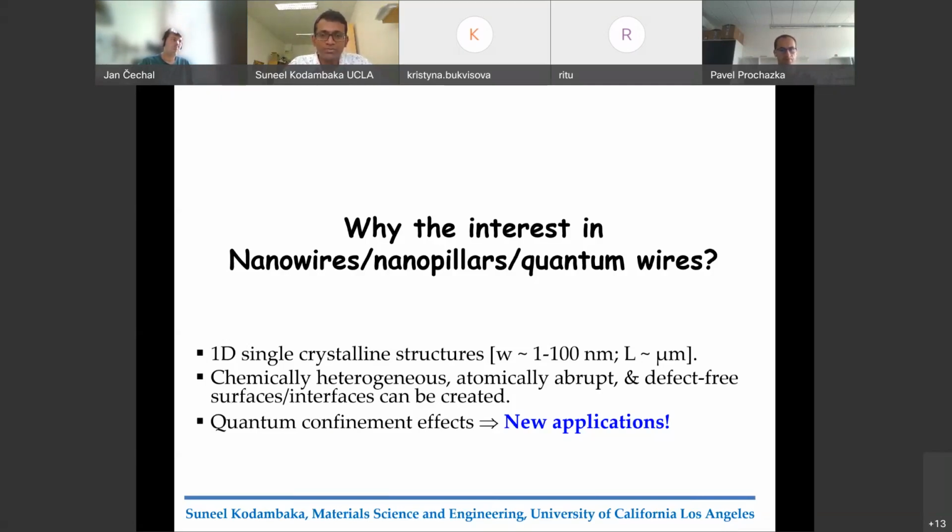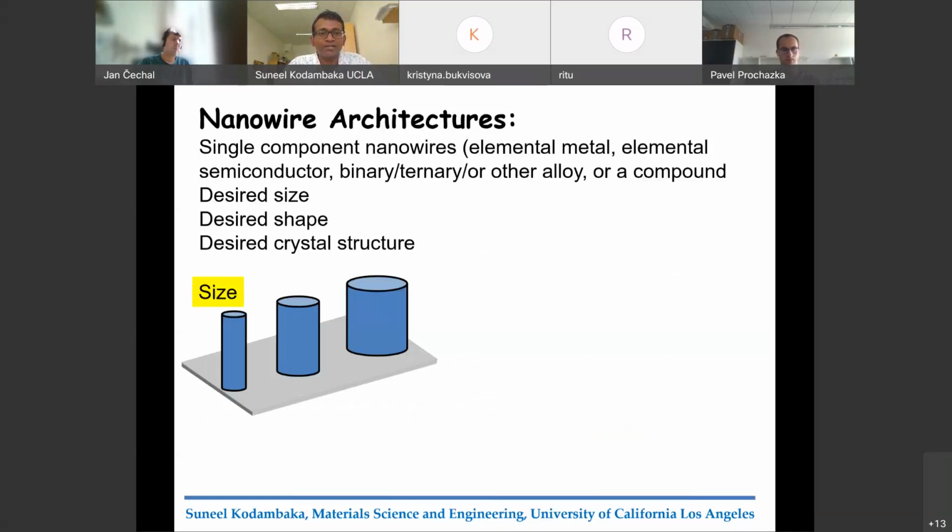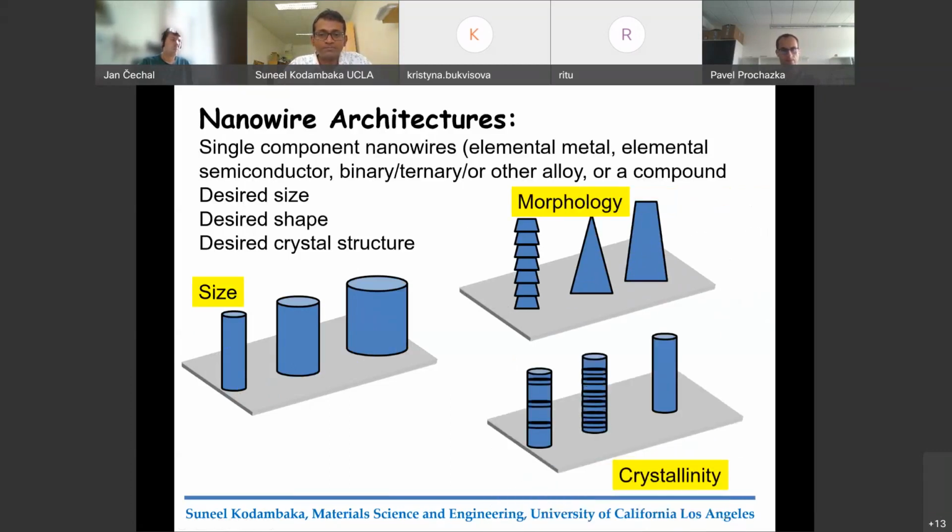And so this ability to change chemistry, composition, and structure within that one dimension offered numerous possibilities. And also by changing the size of these materials, one can invoke quantum confinement effects, and there was that possibility of opening up new properties and hence new applications. In terms of architectures, it's limited by your imagination. For example, you can make these structures of single element, of a compound, multiple compounds, alloys, anything that you can think of, and with different diameters, different morphologies, or different crystallinities as well. So you could make single crystal, you could make twinned, you can make controlled twins or uncontrolled defect stacking faults inside the structures.